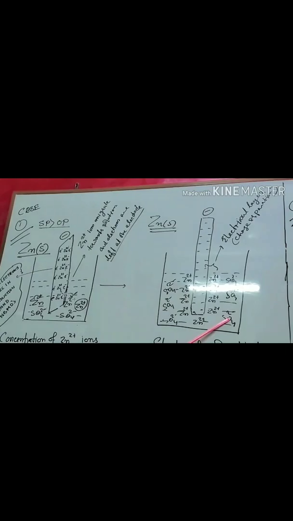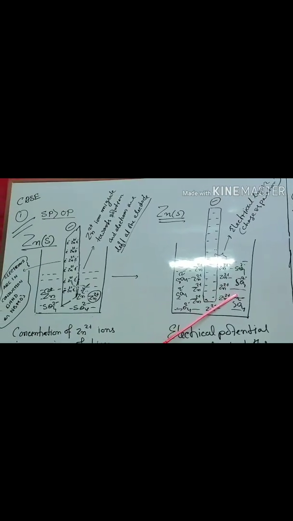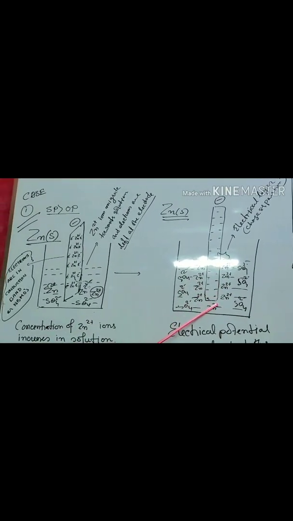See, this zinc electrode is now negatively charged, therefore whatever negative ions or negative charge is present in the electrolytic solution, in this case sulfate ions, and positively charged ions are zinc 2+ ions. Since the electrode is negatively charged, the zinc 2+ ions get accumulated at the surface of the electrode. Hence, an electrical layer is formed, or charge separation takes place at the interface of the electrode and electrolytic solution.